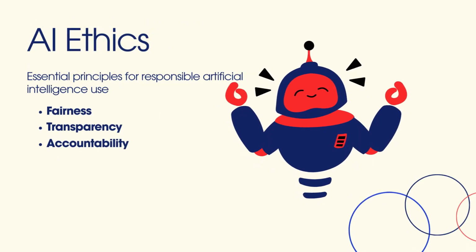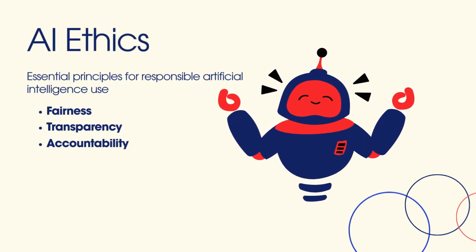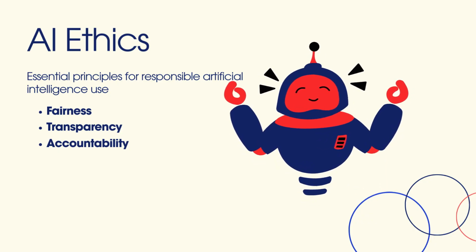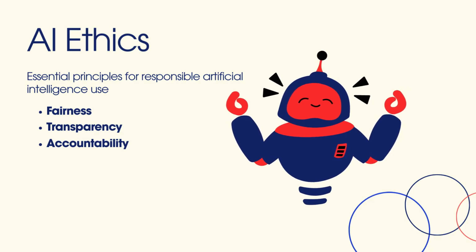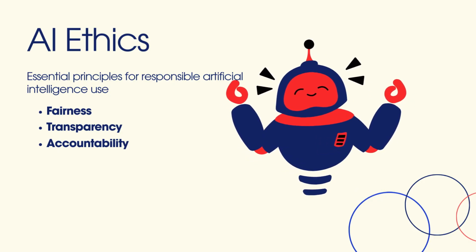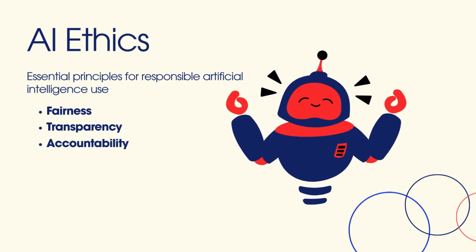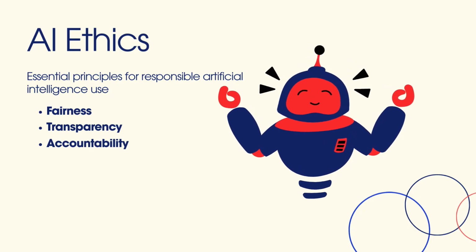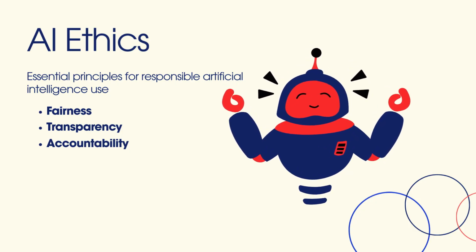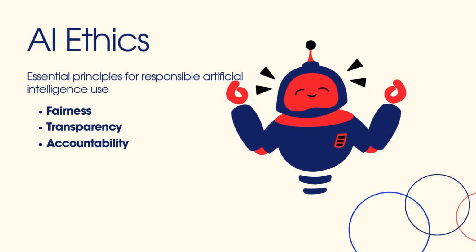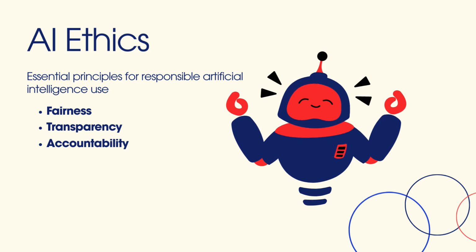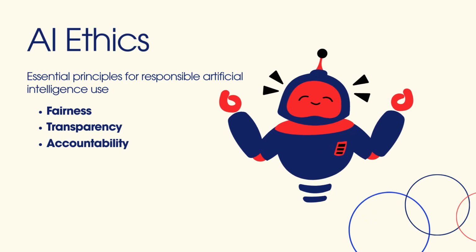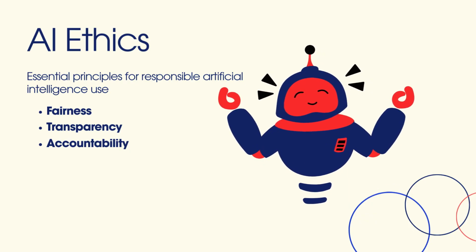Let's understand artificial intelligence ethics. As artificial intelligence becomes more powerful, it must be used responsibly. The first principle is fairness. Systems should not make biased or discriminatory decisions. They must treat everyone equally. The second principle is transparency. People should understand how decisions are made, especially in sensitive areas like healthcare, finance, or hiring.